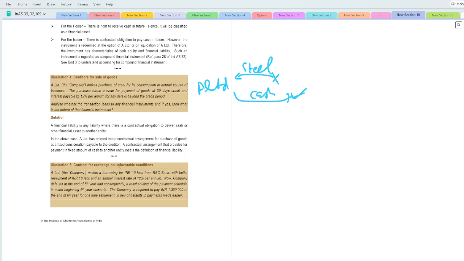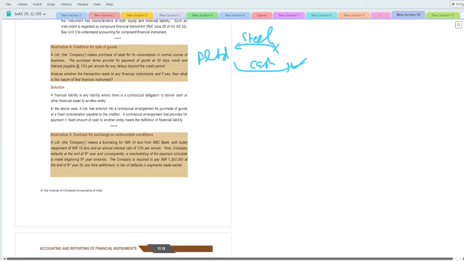Okay, so the contract for exchange on unfavorable conditions. Let's see. A Limited makes a borrowing of 10 lakh from RBC Limited with a bullet repayment of 10 lakh at an annual interest rate of 12%. Now the company defaults at the end of the fifth year consecutively. A rescheduling of the payment schedule is made in the beginning of the sixth year onwards. The company is required to pay 13 lakh at the end of the sixth year as a one-time settlement in lieu of the default in the payments made earlier.